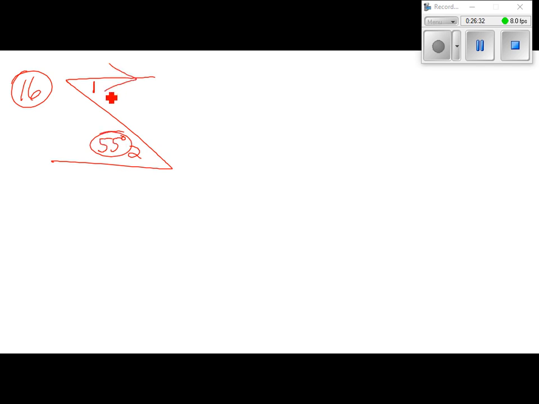Number 16. They give us a picture. I'm not drawing the lighthouse and everything else. It looks like this. Wow, look, it looks like a Z. They tell us that this is angle 1, this is angle 2, and they tell us angle 2 here is 55 degrees. Well, if these two lines are parallel, then these are alternate interior angles, and they have to be congruent. So the measure of angle 1 has to be 55 degrees.